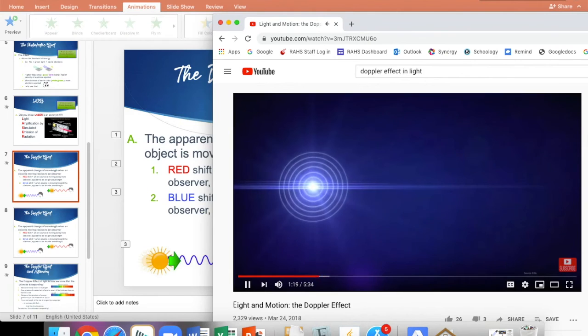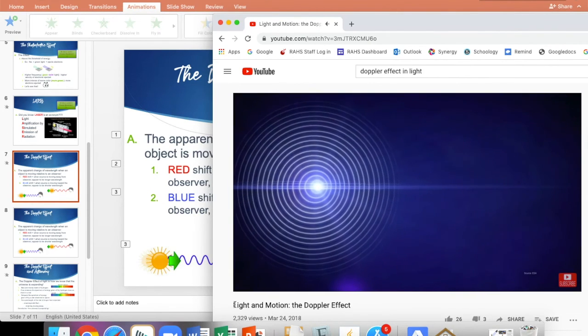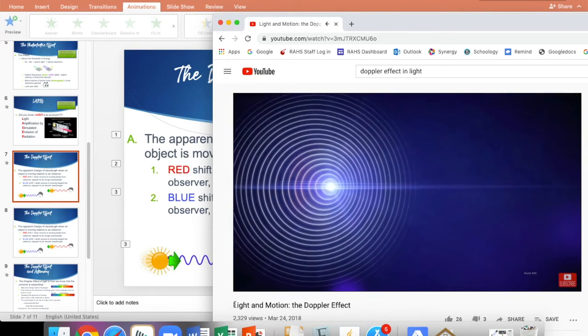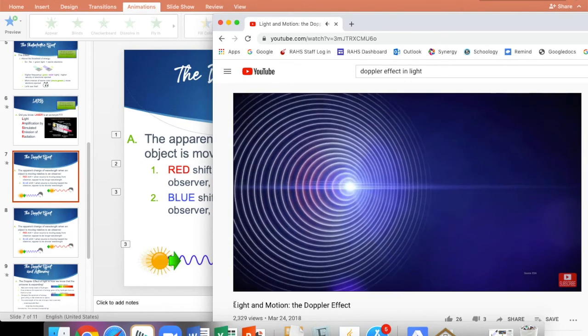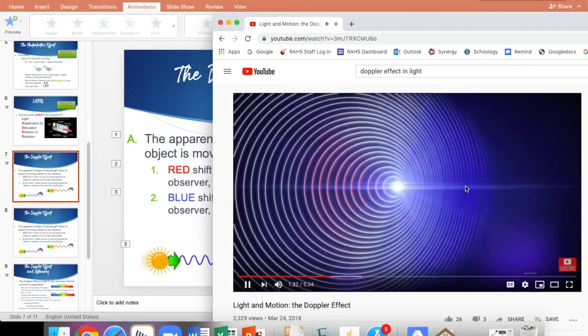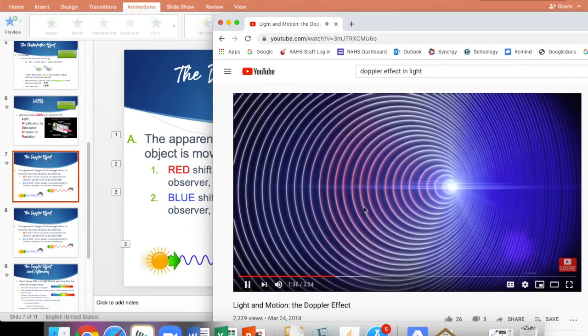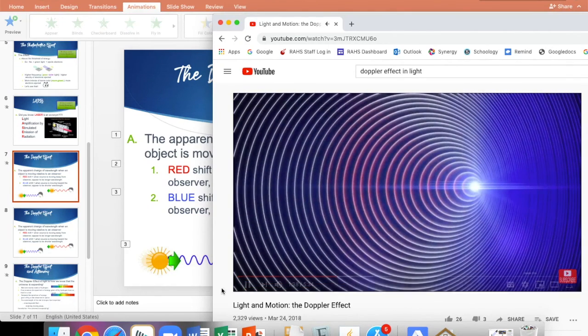Change in wavelength, there we go. Also applies to light from moving objects. So imagine a star, let's say it's moving in one direction across the screen, and you notice that the light waves in front of the star are compressed to shorter or bluer wavelengths, while the light waves behind the star are stretched out to longer and therefore redder wavelengths.